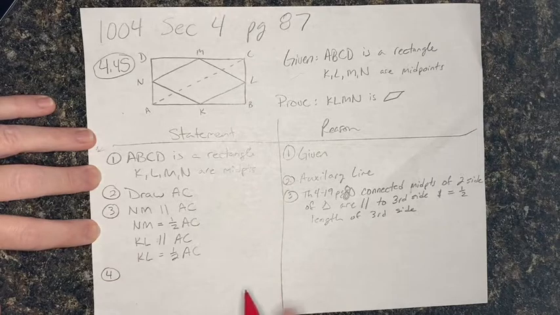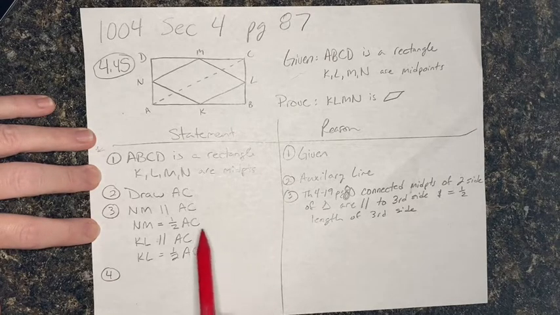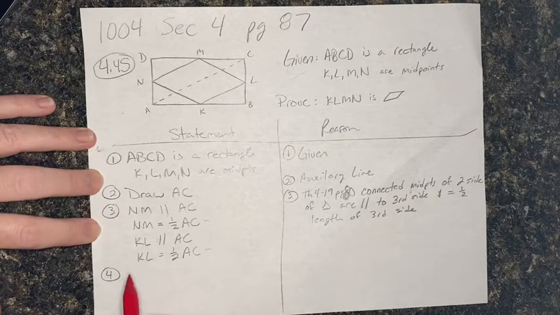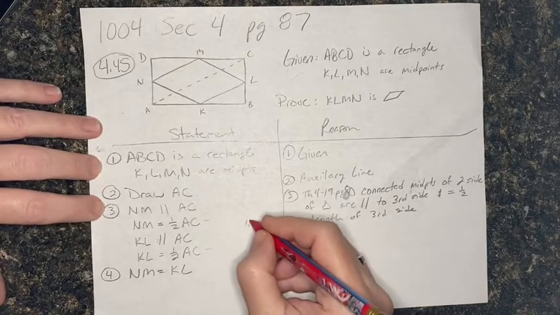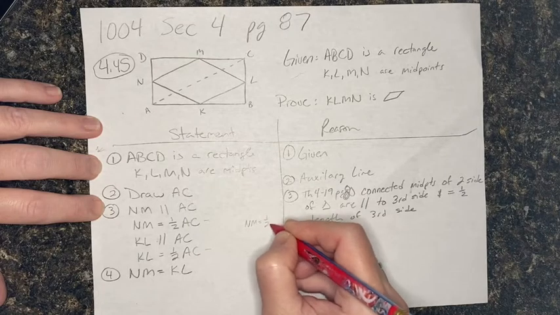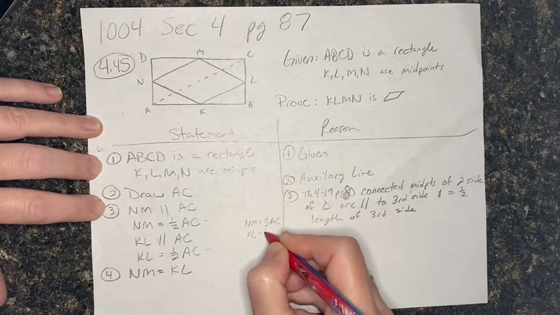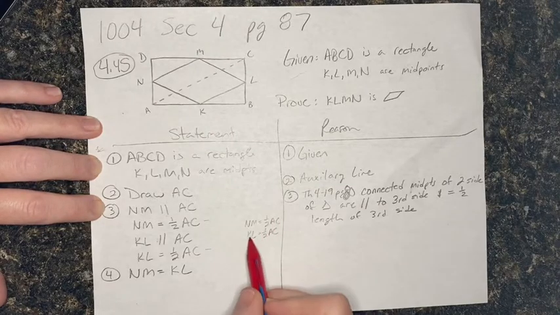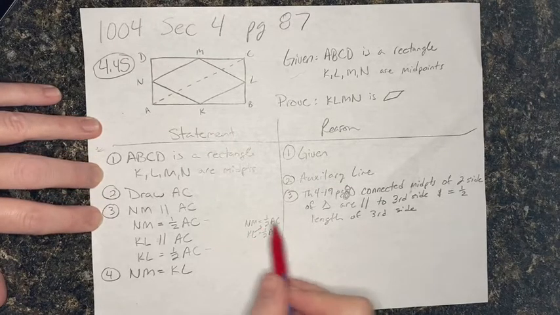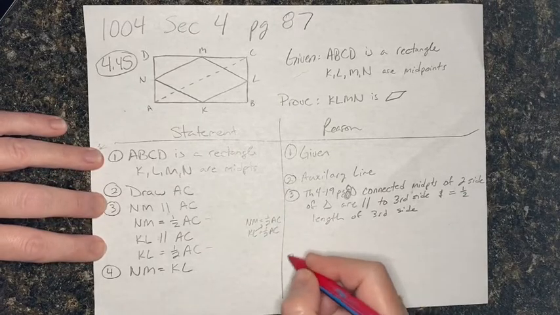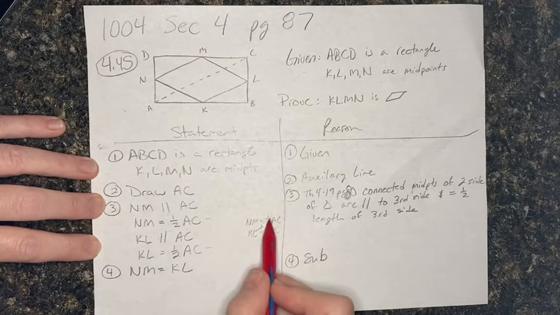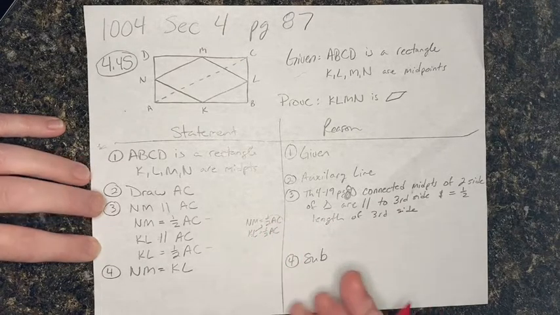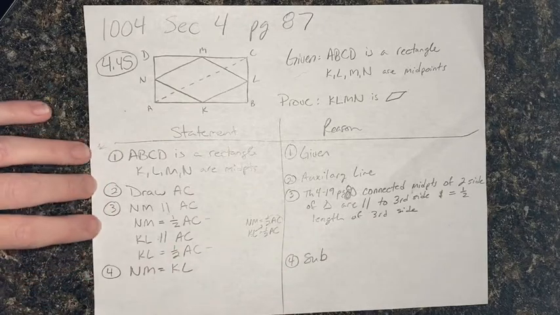So number four, then, is what we're going to do is we're going to take this here and this here, and we're going to say that NM is equal to KL. And here's why we can say that, right? NM is equal to 1/2 of AC, and KL is equal to 1/2 of AC. So I can just substitute this KL for that because they're equal to the same thing. So what do we call that? We call it substitution, right? We're just substituting KL for this 1/2 AC because KL is equal to 1/2 AC. They're both equal to each other, so we can substitute it.